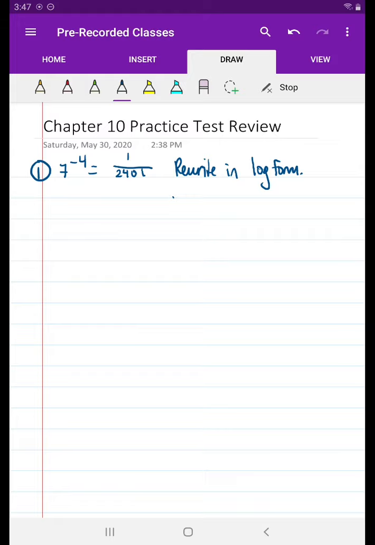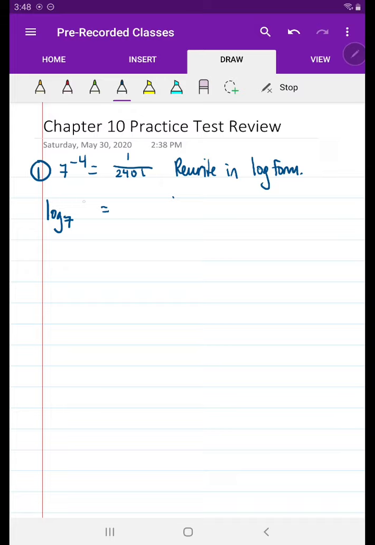So they give you 7 to the negative 4th equals 1 over 2401. What they gave you is something in exponential form, and you have to rewrite it in log form. So for log form, remember your base just kind of drops down and becomes the base on the log, and then the exponent and the answer switch sides around the equal sign, okay?